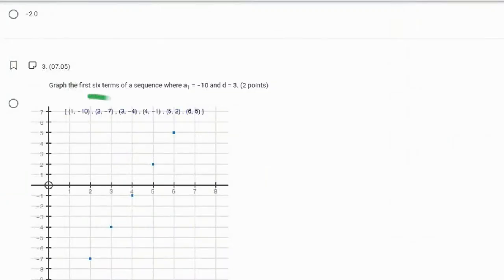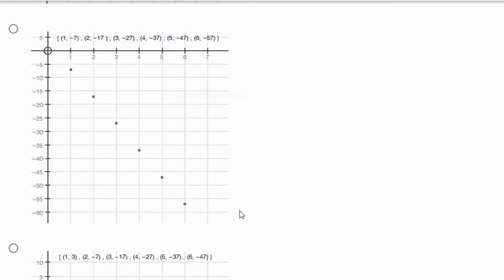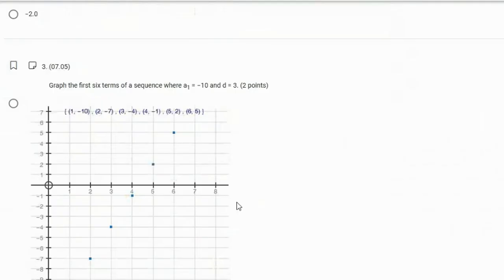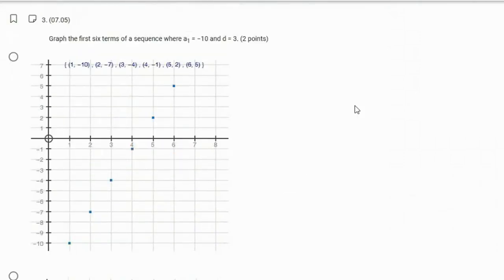Graph the first 6 terms where here's the first term and there's the common difference. So which one of these 4 graphs would graph that? Well, I'll tell you, look at the common difference. The common difference is 3. It's a positive 3. 2 of these graphs are going up. 2 of the graphs are going down. You should be able to eliminate 2 of them real quick. So the thing to check for, which one has the first term correctly and which one has the right slope of 3.